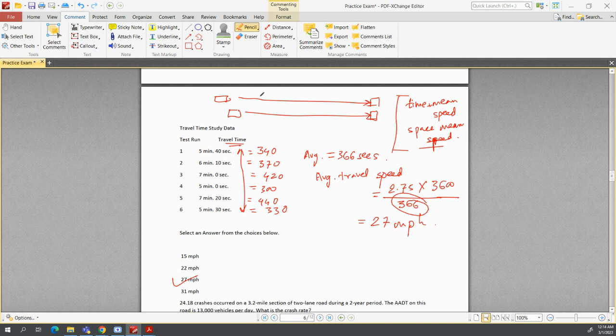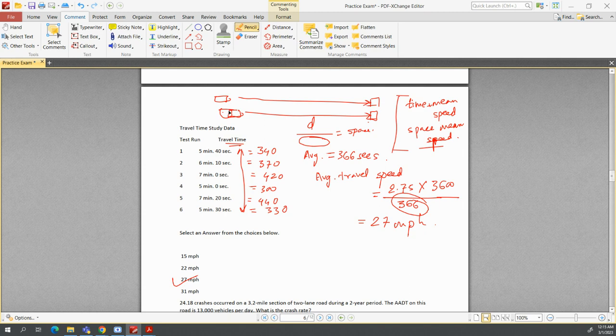All these times, the distance is always the same. It starts from here and it ends here. So that distance divided by all the time it took. The average of all the times gives you the space mean speed.